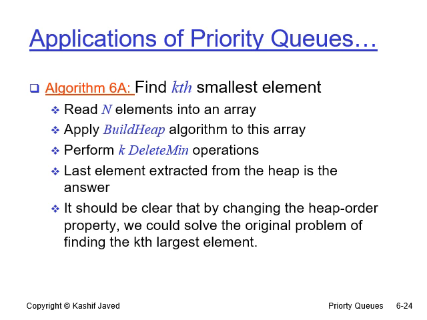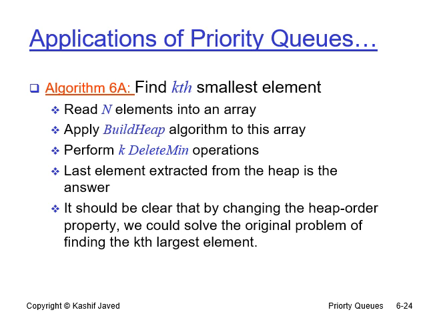Now, the new algorithm. If I'm interested in finding the kth smallest element, what should I do? I will read my n elements into an array. Then I will apply the build heap algorithm that we have just studied. Perform k delete minimum operations. The last element extracted from the heap is your answer. So things have become very simple here.